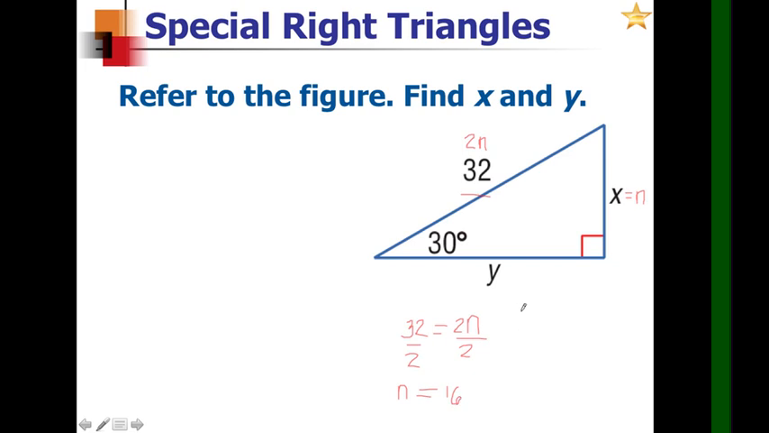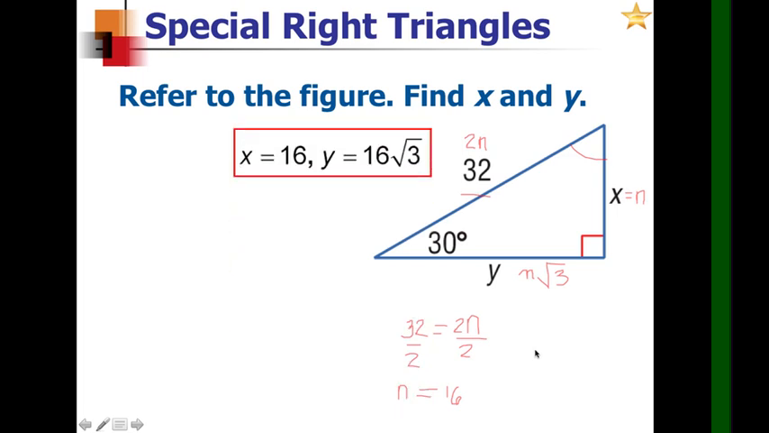Alright? So if n is equal to 16 and the opposite of 60 degrees is y, which is n square root of 3, right? So therefore, this is 16 square root of 3. So we have x equals 16, which is the n, and y is equal to 16 square root of 3. It's that easy. Okay, so that's how we solve for the special right triangle sides given the 30-60-90 and 45-45-90.